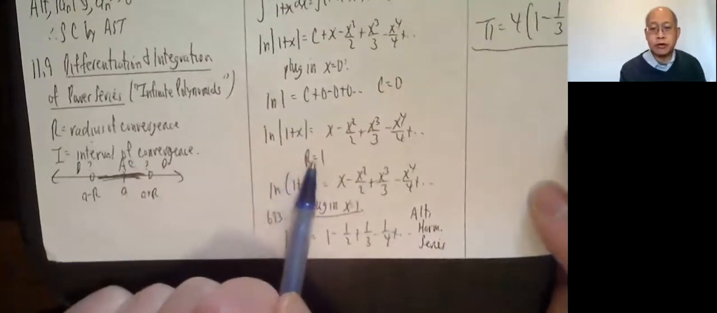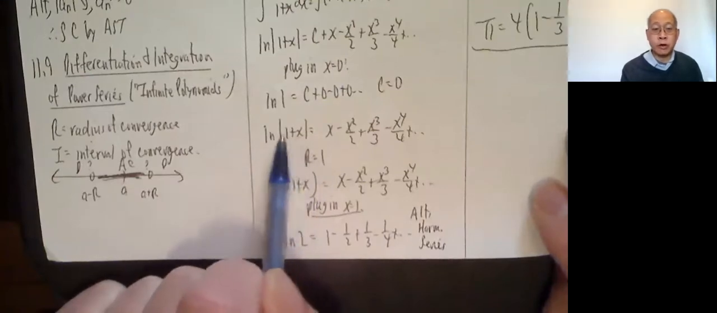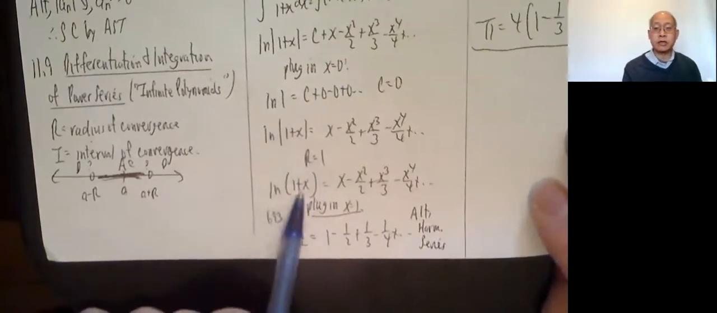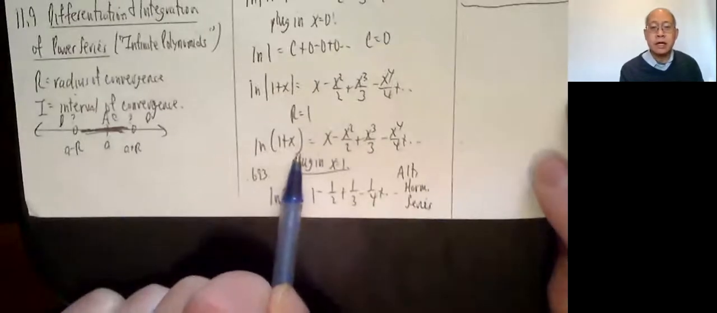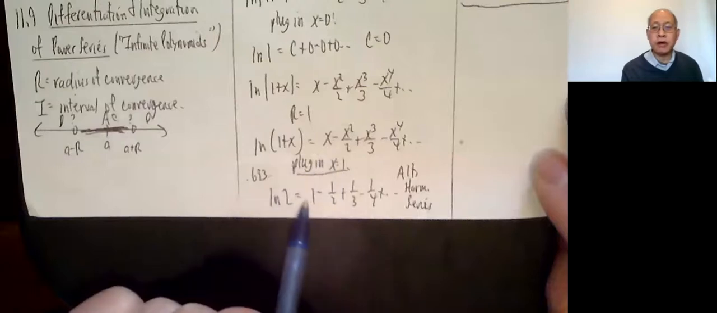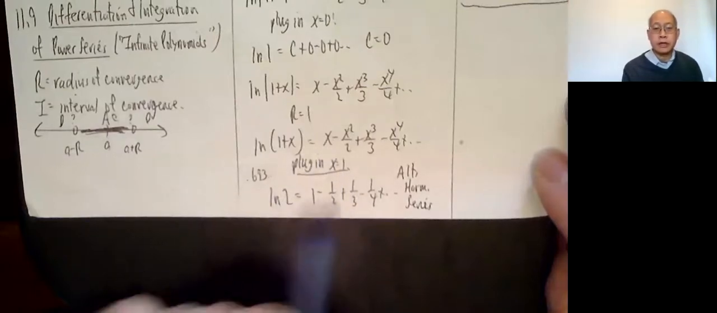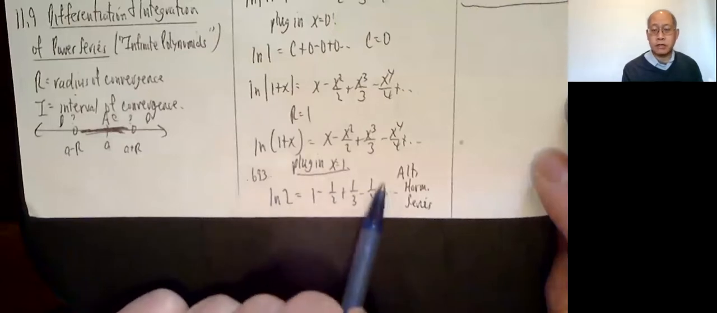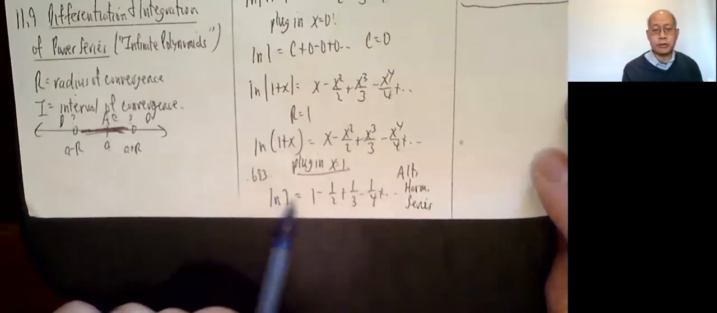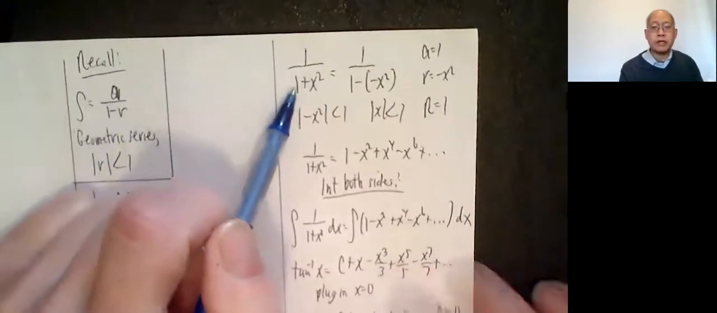Since the radius of convergence is 1, that means you're only allowed to plug in stuff between negative 1 and 1. Well, if I plug in a number between negative 1 and 1, this isn't going to be negative, so I can change it to parentheses. Okay, in particular, if I plug in 1 now, I get ln 2 is 1 minus a half plus 1/3 minus a 4th. And I mentioned earlier that this is the alternating harmonic series. It converges to natural log of 2. It's about 0.693.